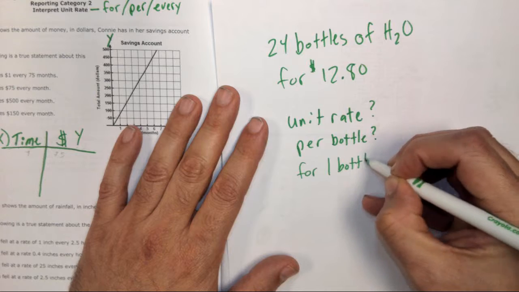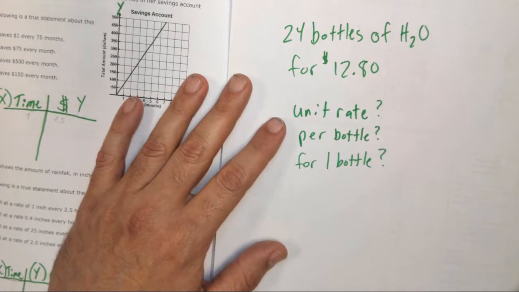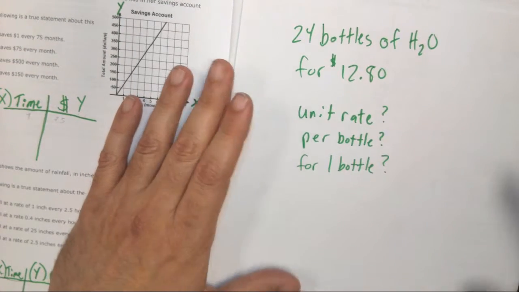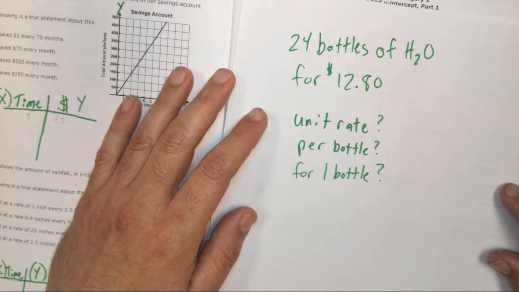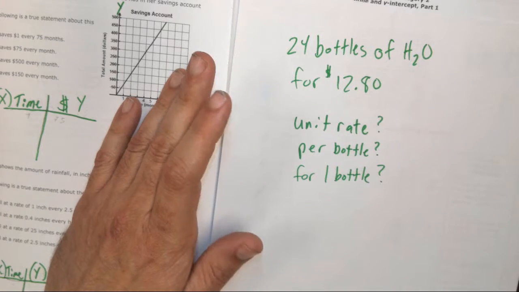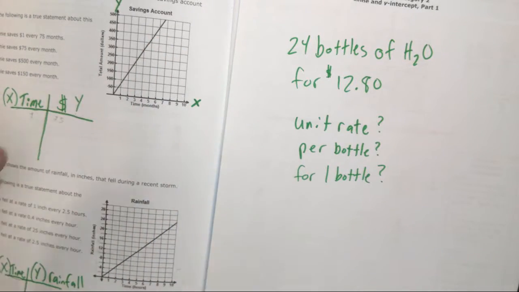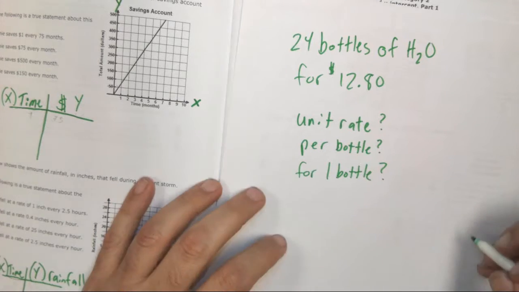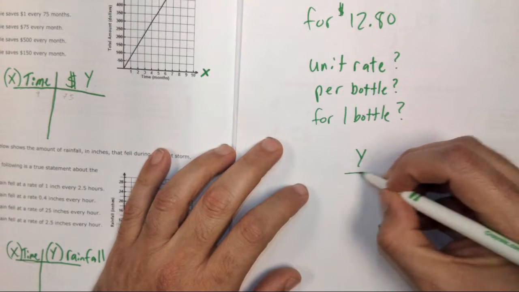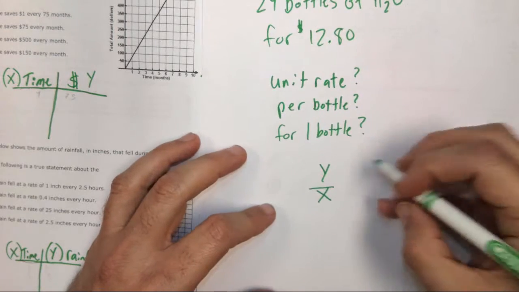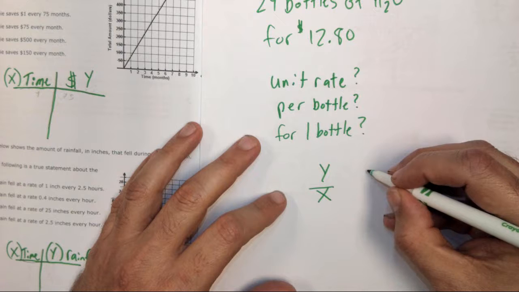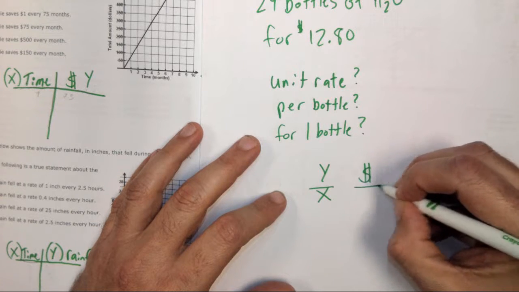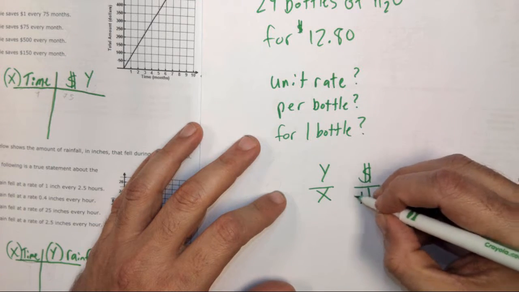That's what unit rate is: how much for one. It comes in handy when you're going shopping. What's cheaper, to buy 24 bottles at $12.80 or 36 bottles at $14.50? What you do is divide y by x, or if you're dealing with money and amount, the money divided by the amount.